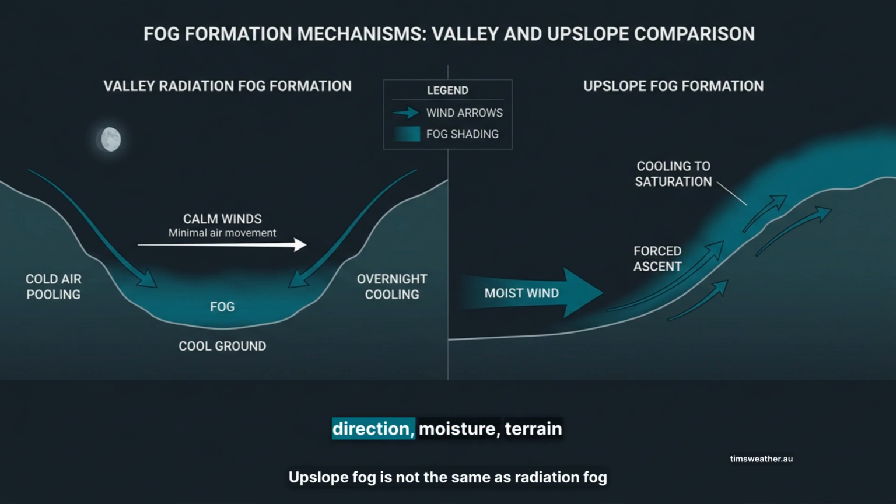Forecasters look for wind direction, moisture, terrain exposure, cloud base height and stability. A humid wind on a map is not enough. It has to hit the slope at the right angle, rise far enough and reach saturation before crossing the ridge.